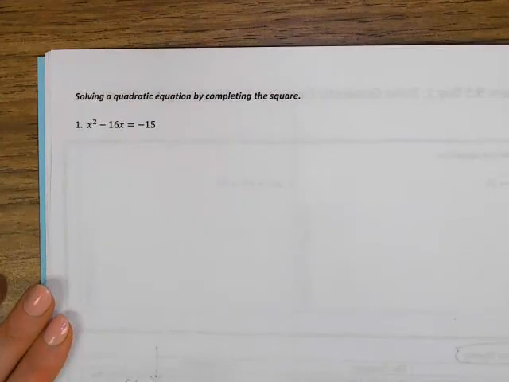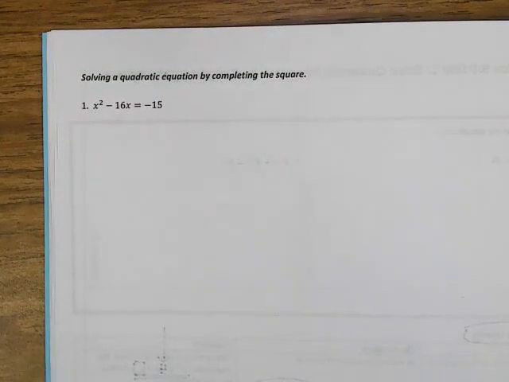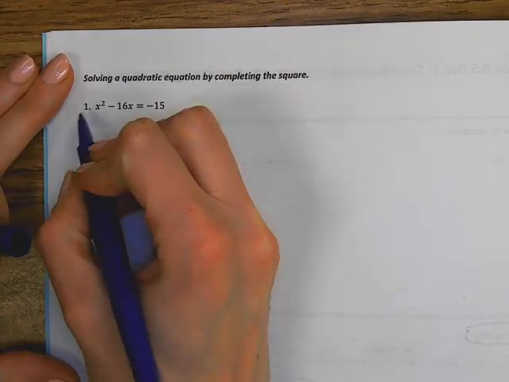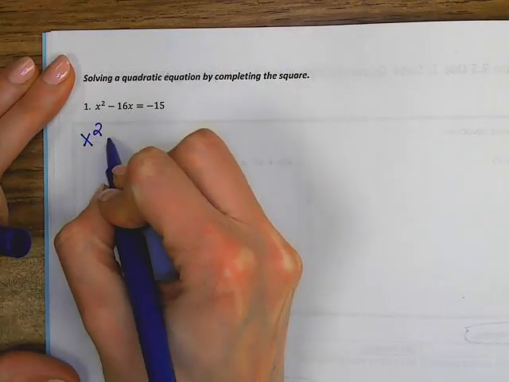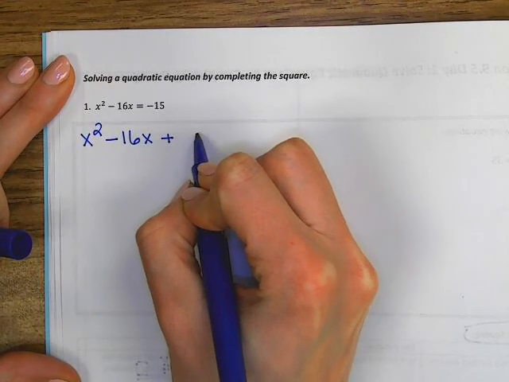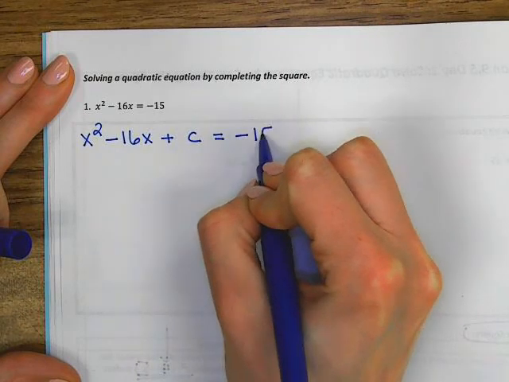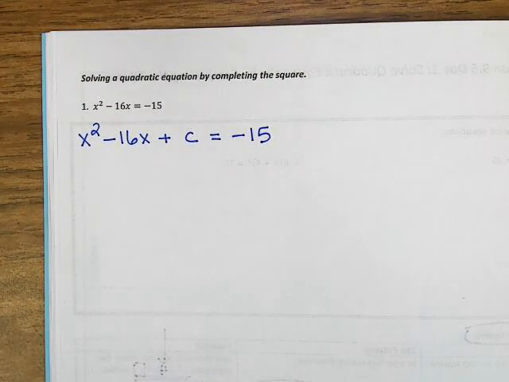Now we're going to do one where you actually solve the entire problem using this method. Okay, so solve by completing the square. First step, we're going to rewrite it: x squared minus 16x plus c equals negative 15. We're going to try to find c.